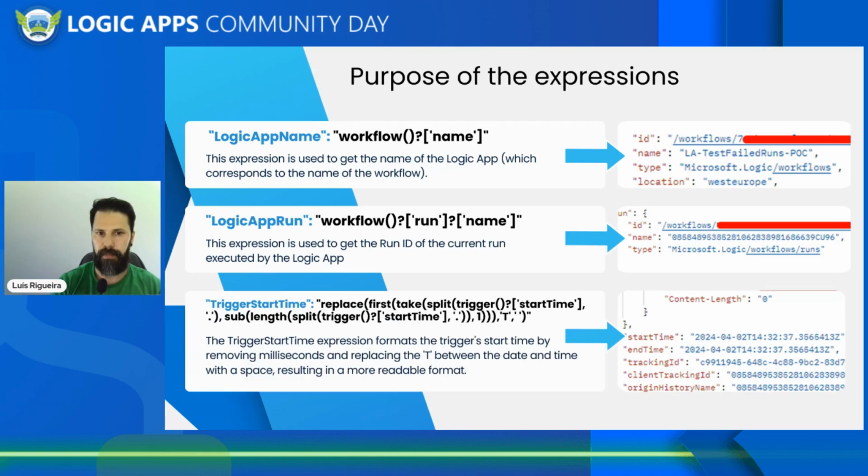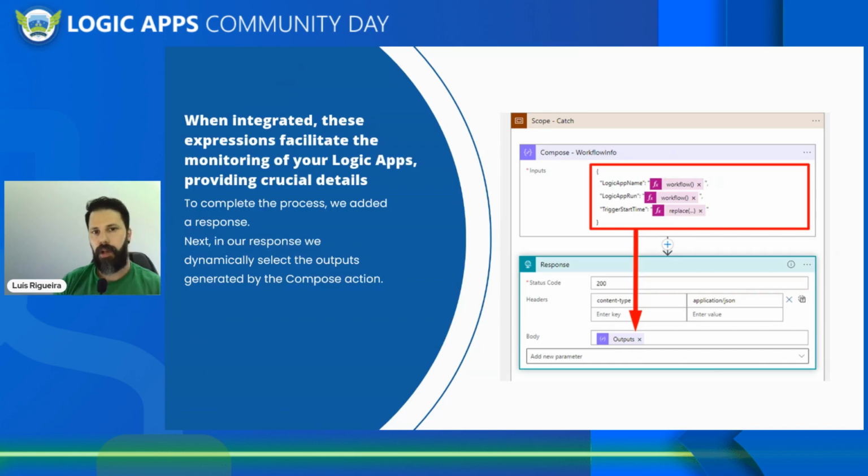The trigger start time. The trigger time expression formats the trigger start time by removing its milliseconds and replacing the T between the date and time with a space, resulting in a more readable format. When integrated, these expressions facilitate the monitoring of your logic apps, providing crucial details.